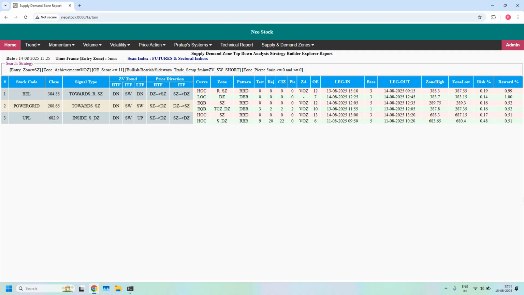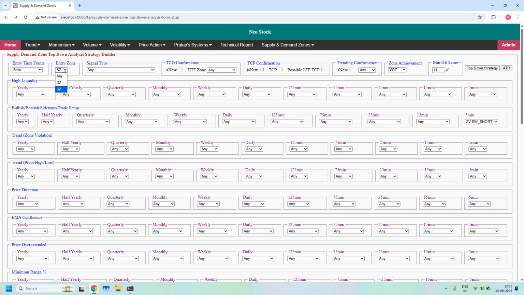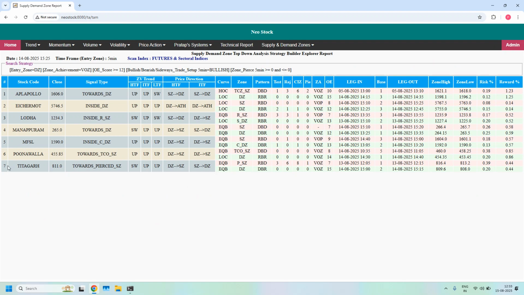Next, let us look into bullish trade setup for hourly income trade. The changes are 5 minutes demand zone. Here bullish, and the minimum odd enhancer score should be 12 for bullish or bearish. Let's filter. We got 7 stocks supporting bullish trade setup for hourly income trade, and the entry time frame zones are 5 minutes demand zones. So in total we got 7 5 minutes demand zones.